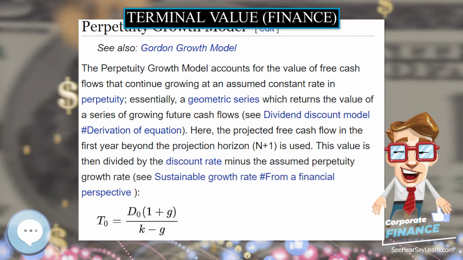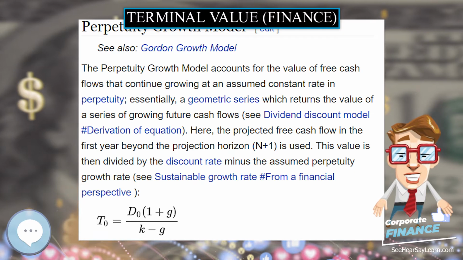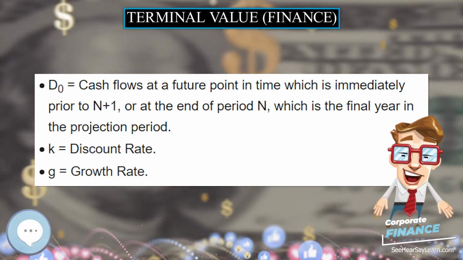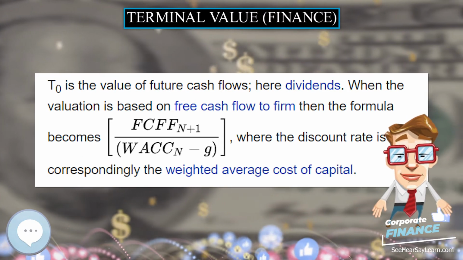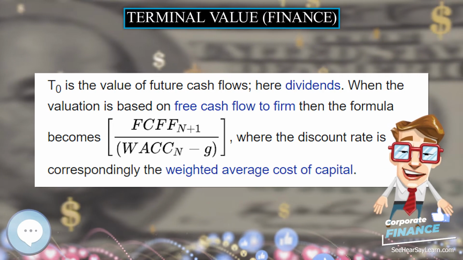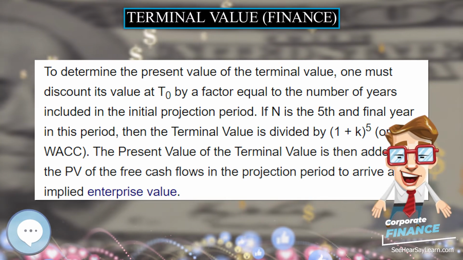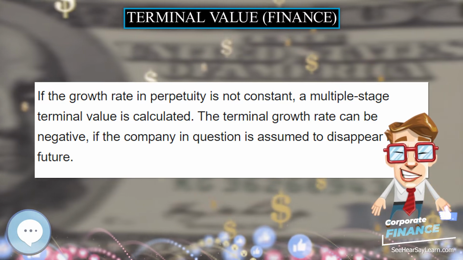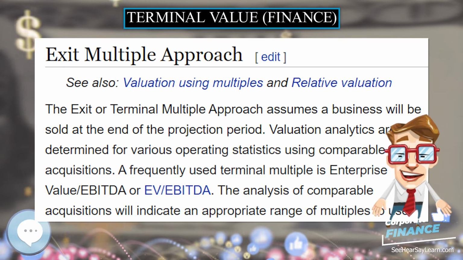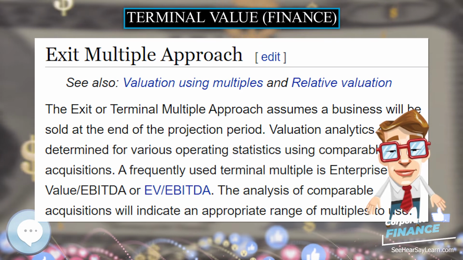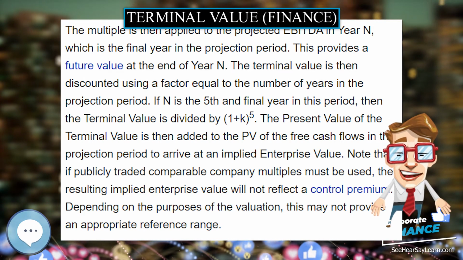If the growth rate in perpetuity is not constant, a multiple-stage terminal value is calculated. The terminal growth rate can be negative, if the company in question is assumed to disappear in the future. Exit multiple approach. The exit or terminal multiple approach assumes a business will be sold at the end of the projection period. Valuation analytics are determined for various operating statistics using comparable acquisitions. A frequently used terminal multiple is enterprise value/EBITDA or EV/EBITDA.